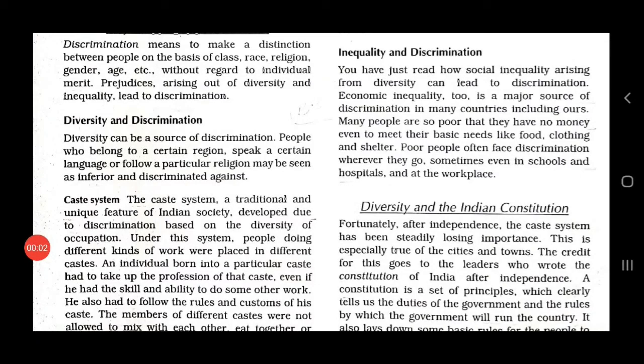Next, they are talking about inequality and discrimination, how these two terms are related, that we will study.